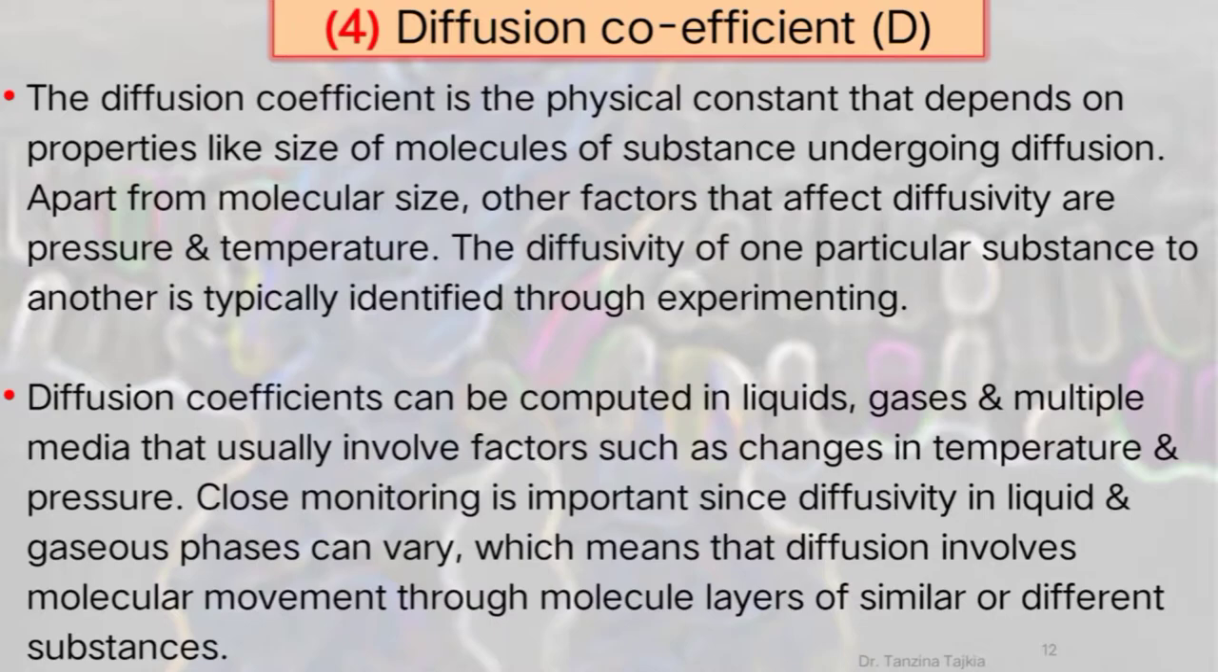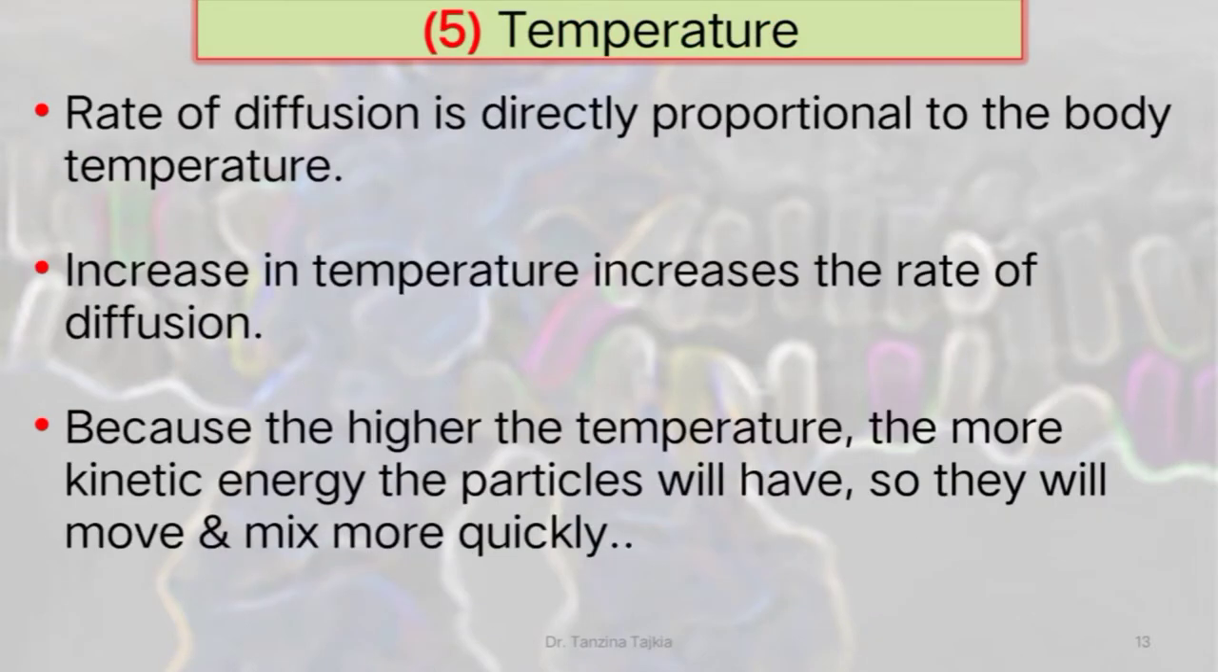The diffusion coefficient is a physical constant that depends on properties like size of the molecules and other factors like pressure and temperature. The diffusivity of one particular substance to another is typically determined through experiments. Then temperature. The rate of diffusion is directly proportional to the body temperature. Increased temperature, increased rate of diffusion. Because the higher the temperature, the more kinetic energy the particles will have. So, they will move and mix more quickly.